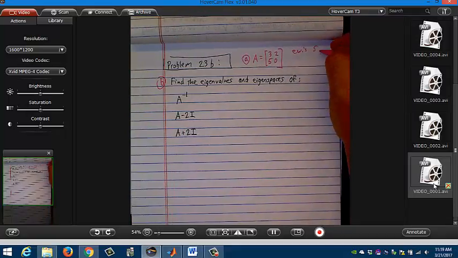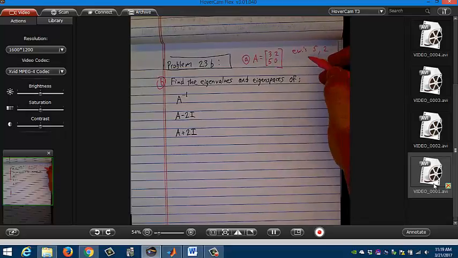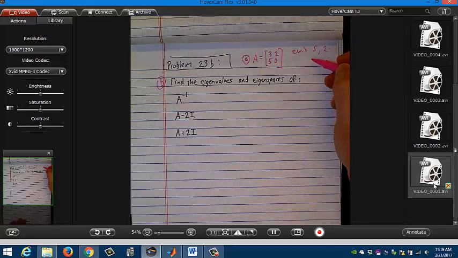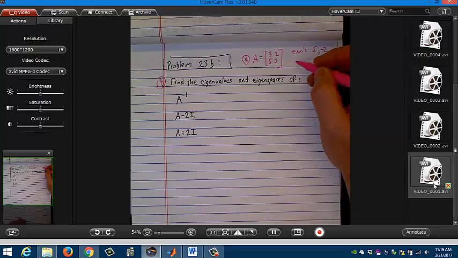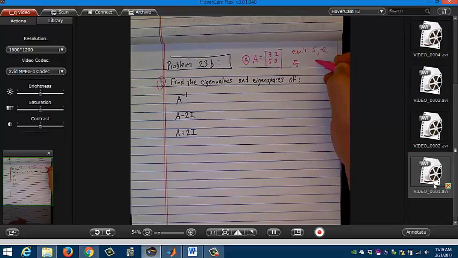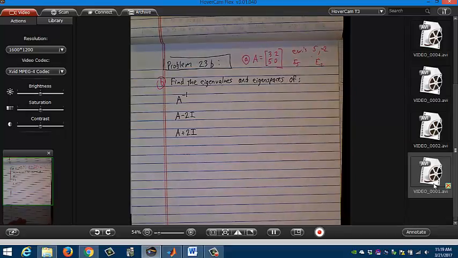5 and 2. And then you had to find a basis for 5 and negative 2. Okay. And so then you found a basis for E5 and a basis for E negative 2. I'm not going to do that right now. But what I'm going to say is this.